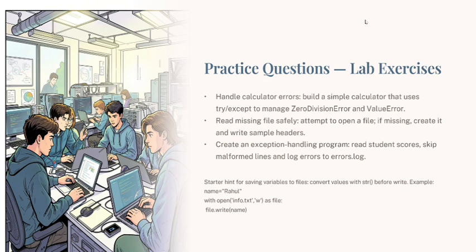Practice question number two, read missing file safely. The task is to attempt to open a file; if missing, create it and write sample headers. While working with files, one common problem is that the required file may not exist. Instead of allowing the program to stop, we can handle this situation. The approach is: try to open the file. If the file exists, continue reading. If the file is missing, create the file and write required headers. This allows the program to recover from the error. This question also you have to do on your own.